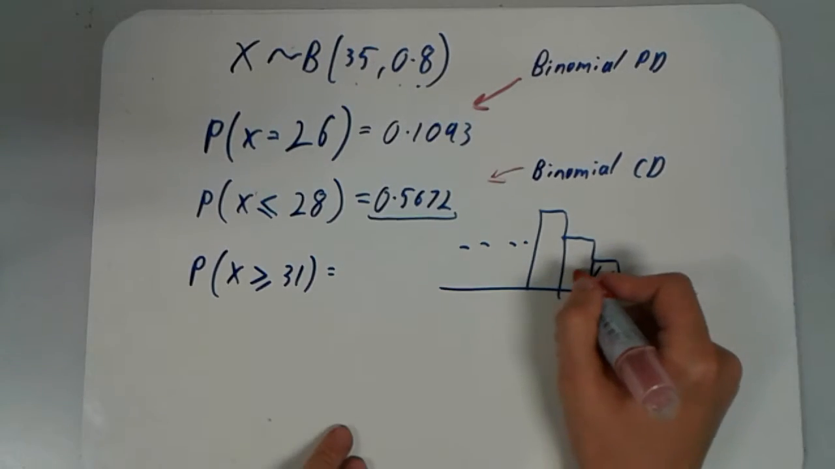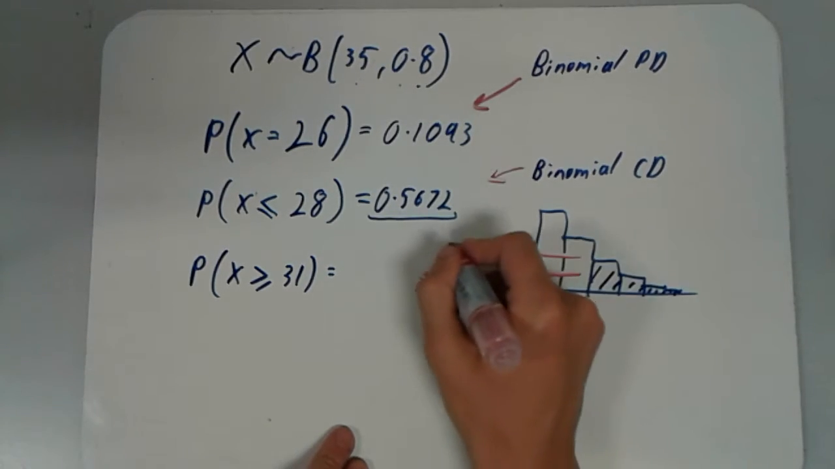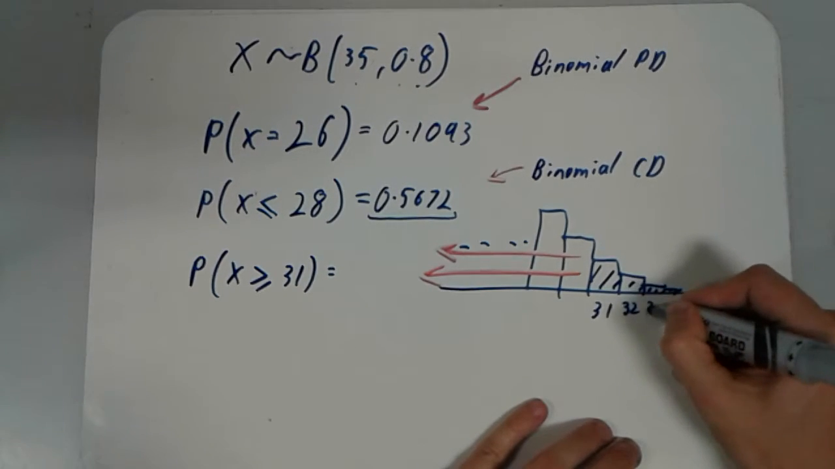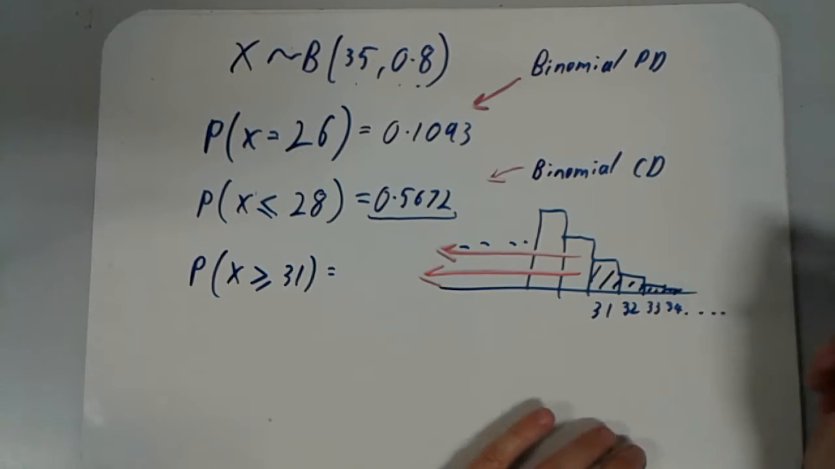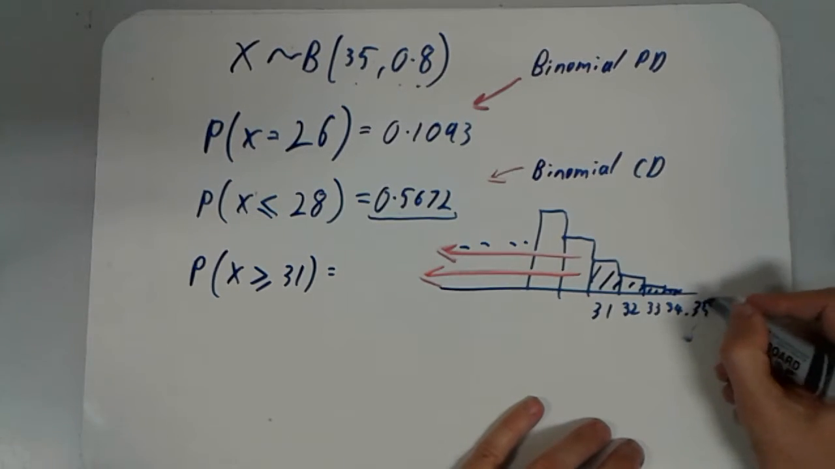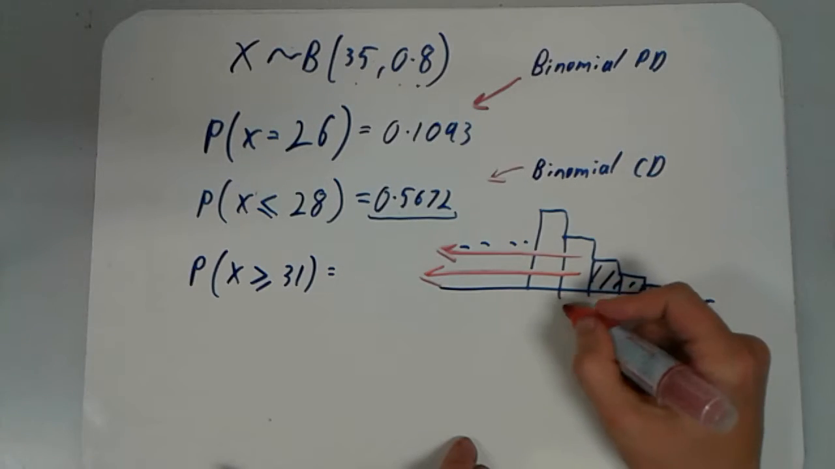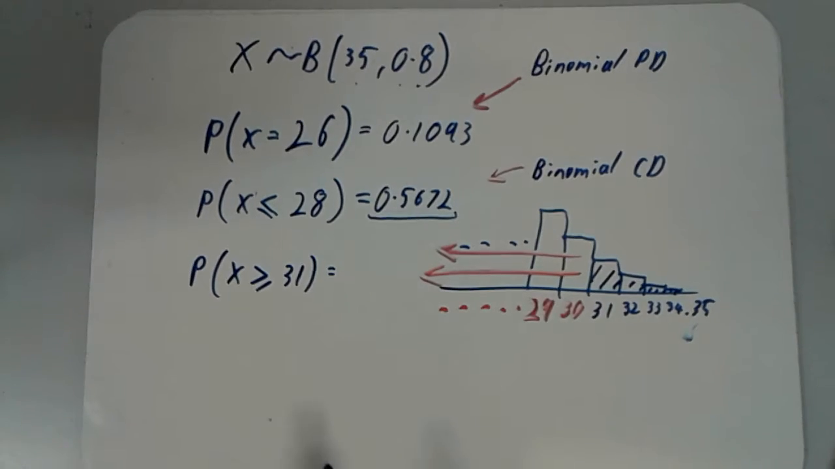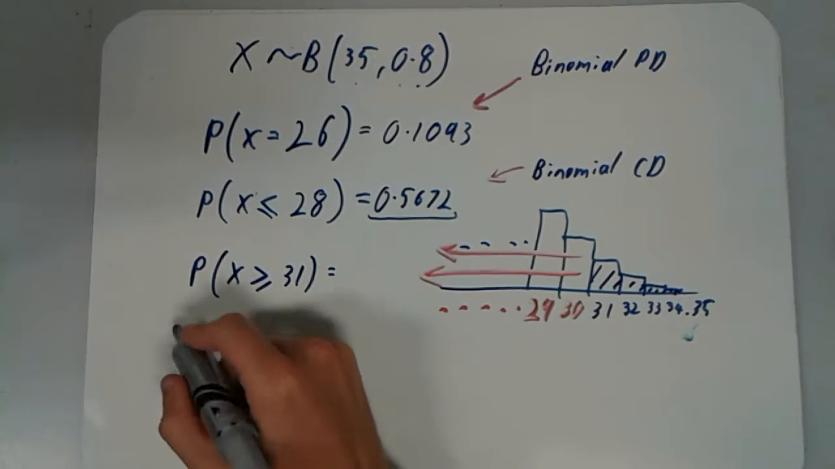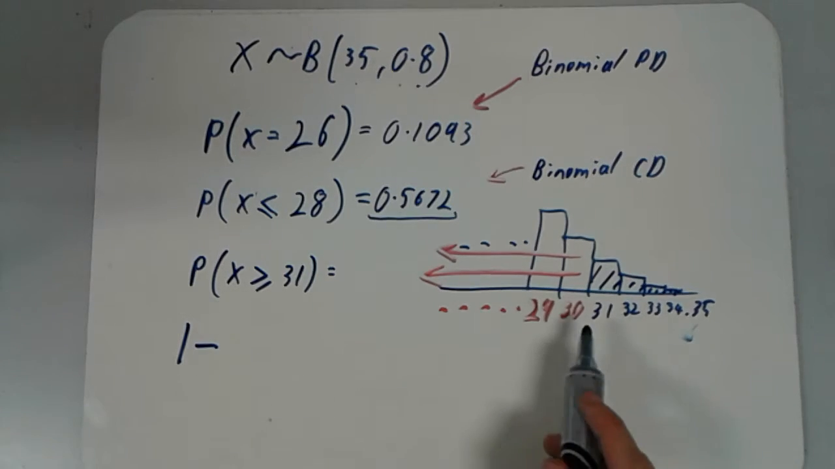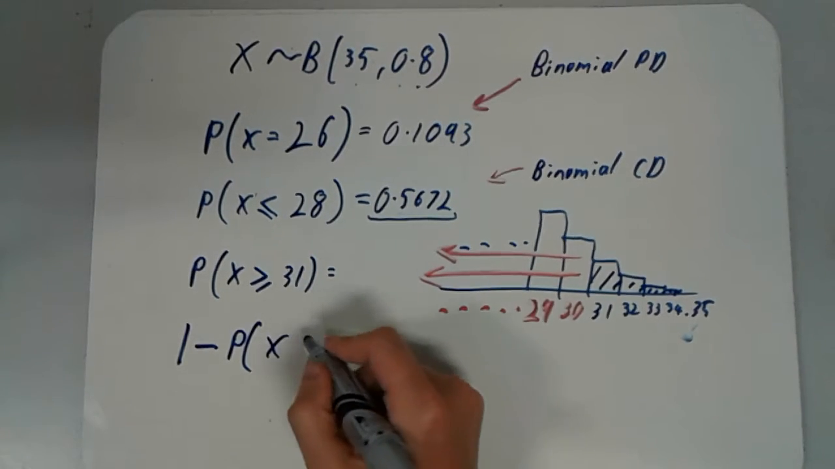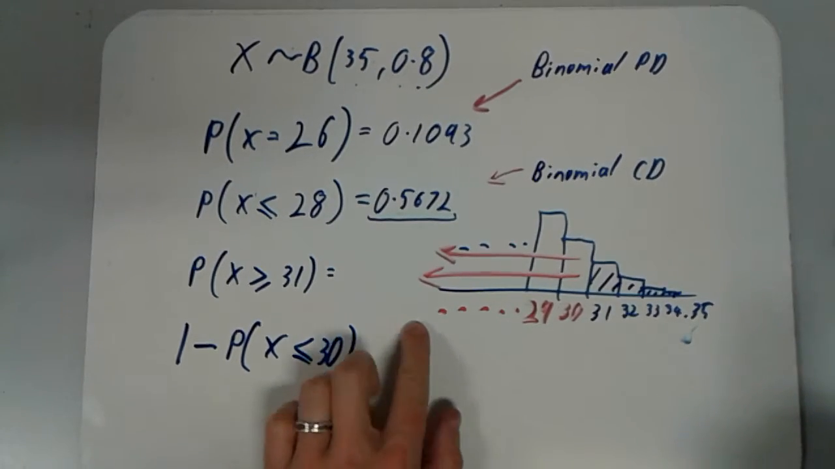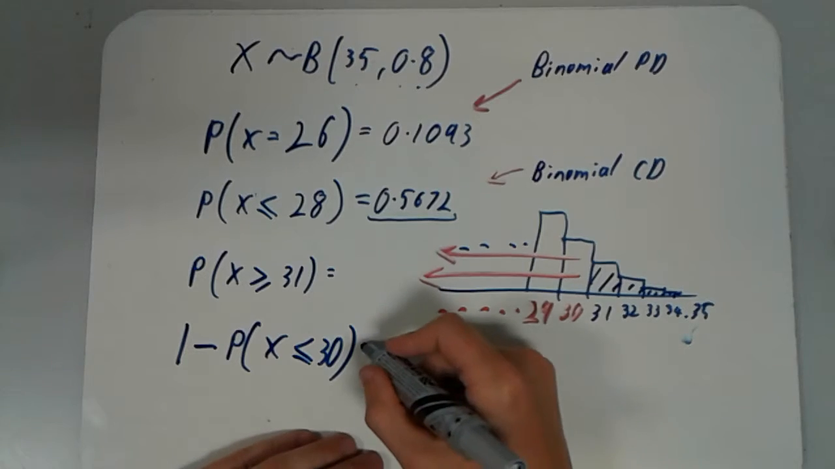But as our calculator can only do this side of given values, we want 31, 32, 33, 34, 35. And we want to get rid of all of the values beneath that. So what we can do is we can change this calculation to 1 minus the probability that x was less than or equal to 30. If we take away all of these probabilities, we will just leave ourselves with the ones we wanted.